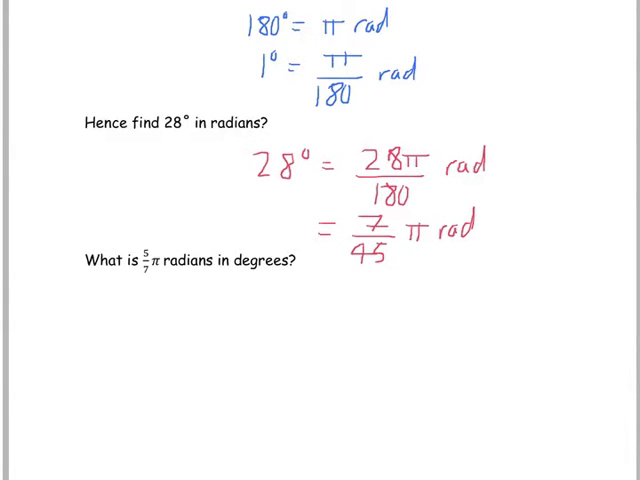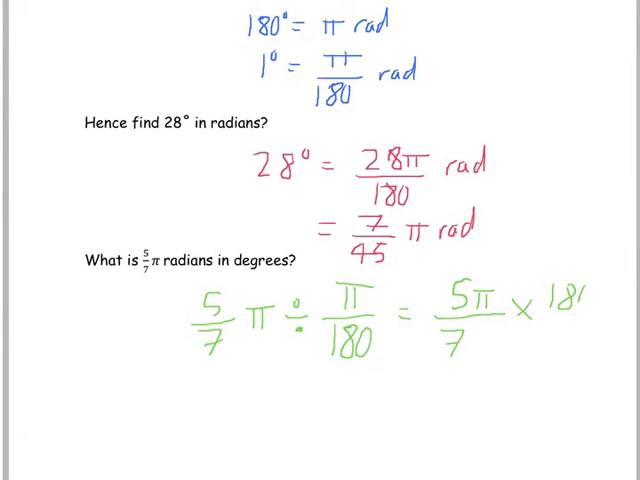Now, also we want to know how to get from radians back into degrees. Well, to do that, we're told we want to find out what 5/7 of pi is in degrees. So we're going to divide our 5/7 of pi by what we know 1 degree is equal to, which is pi over 180. And you should know that when you're dividing by a fraction, you flip the second fraction and you multiply. So flip it and multiply.